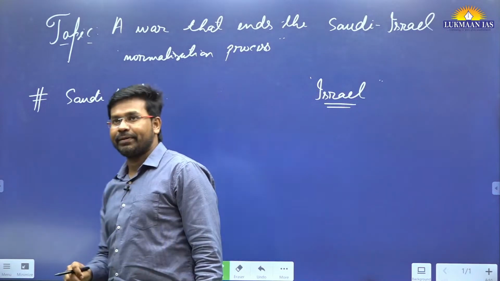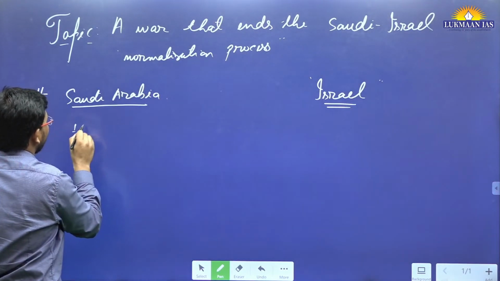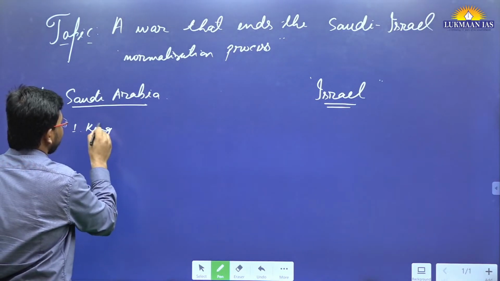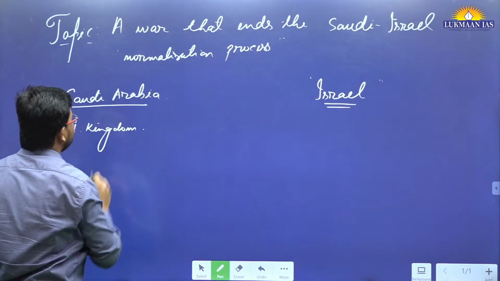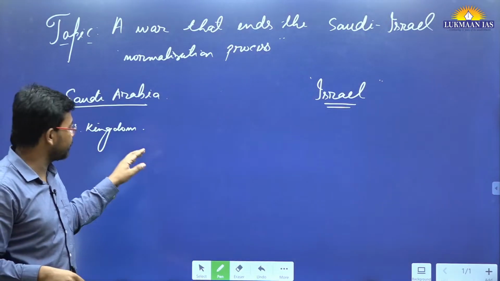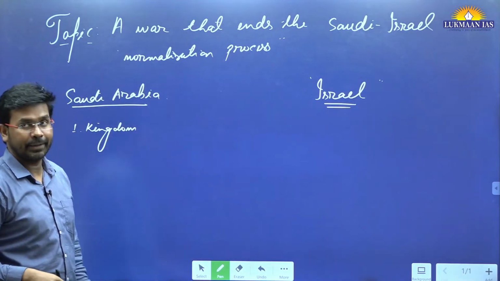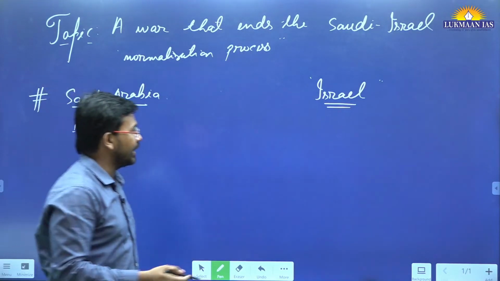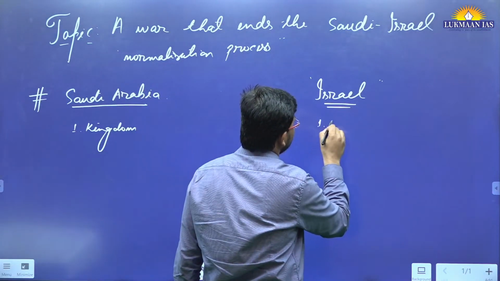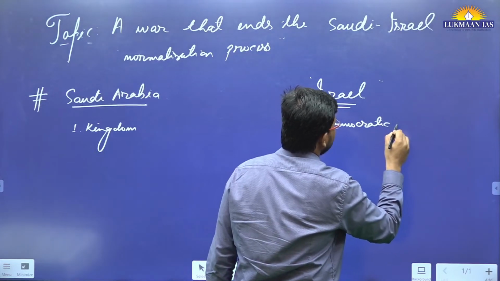Now, what is the difference between them? Saudi Arabia is a kingdom. Okay, this is a kingdom. Kingdom means rulers rule this country. Rulers means kings or, let's say, princes rule this country. If we talk about Israel, right? Israel is a democratic country. Okay, it's a democratic country.